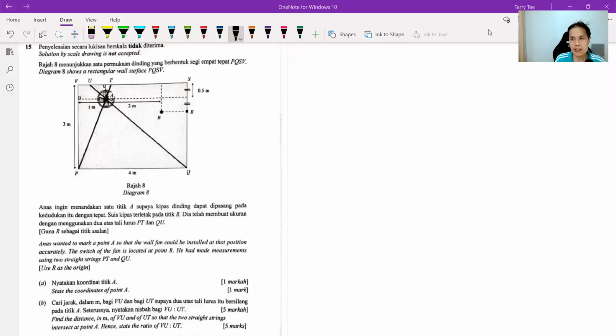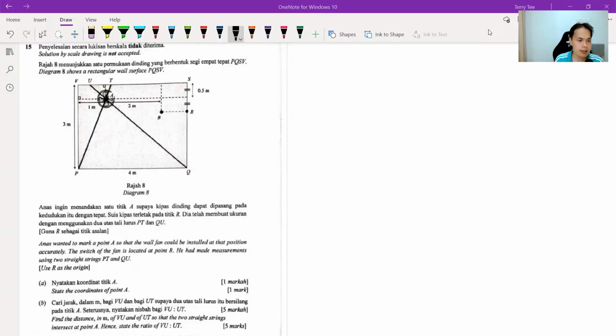Okay, last question. This is from the chapter Coordinate Geometry. This question is rather annoying. The diagram shows the rectangular wall surface PQSV. Anas wanted to mark point A so that the wall fan could be installed at a position accurately. The switch of the fan is located at point R. He has made measurements using two straight strings, PT and QU. State the coordinate of point A.